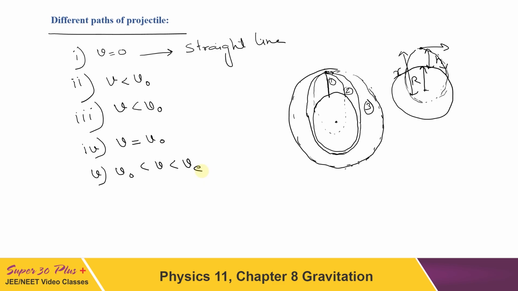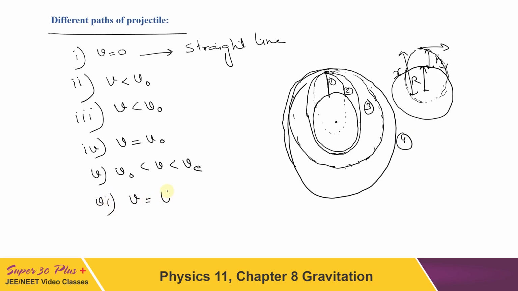So if the projected velocity is more than orbital velocity but less than escape velocity, then again the path will be elliptical. This time the Earth will be at the first focus. So again this is elliptical. This is our path 4. Now Earth has come to the second focus. The next case is when v is equal to escape velocity. This time the particle will move in a parabolic path and will escape from the Earth's gravitational field. So it will move like this and escape.